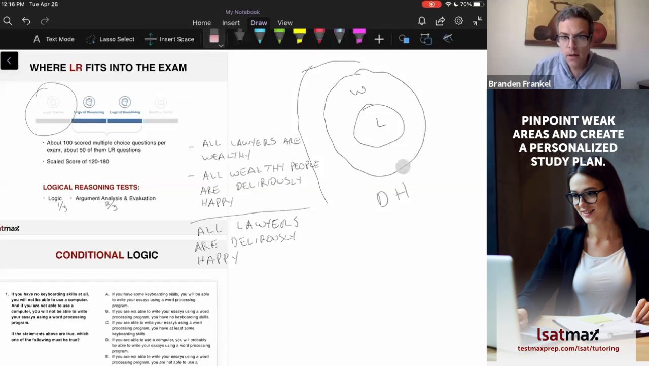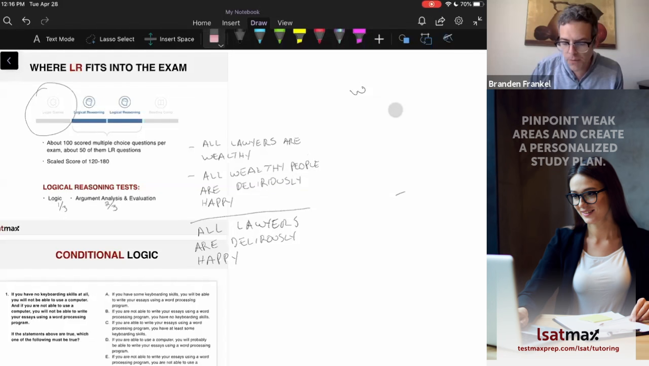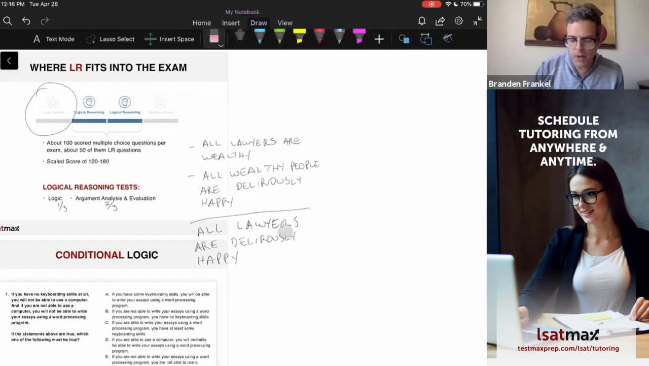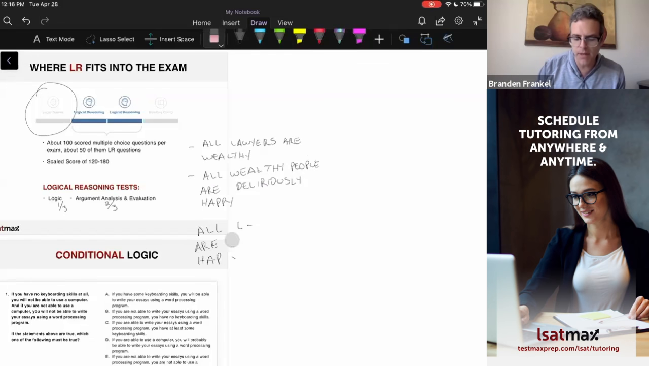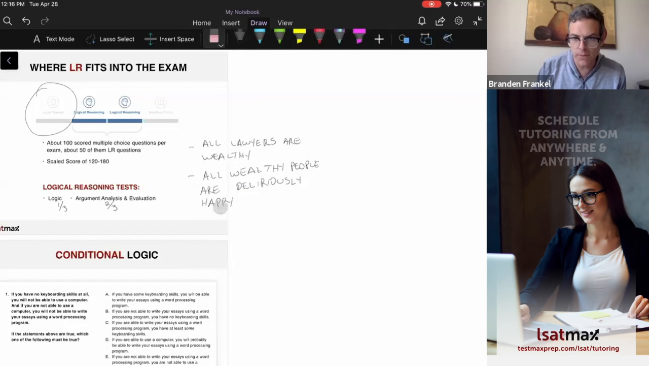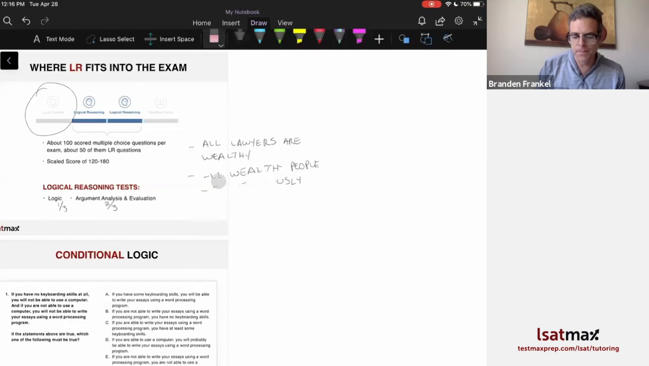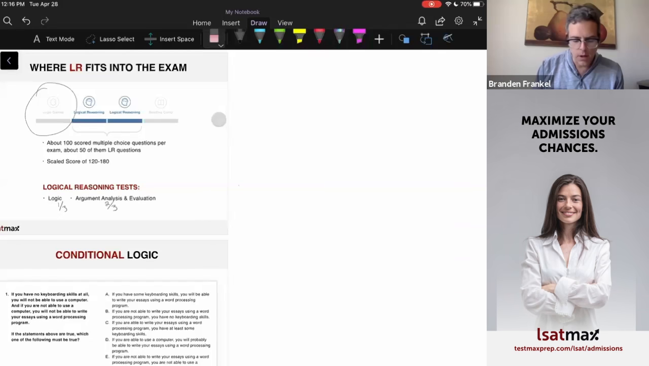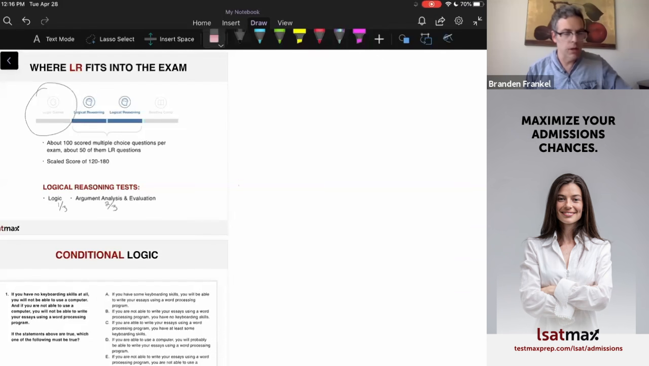So I see, can we use scratch paper for this section? Yes, you can use scratch paper, I believe, for all sections of the exam. I know on the LSAT Flex, they're going to allow you to have 5 sheets, I think, to use however you want. All right, so that's logic.